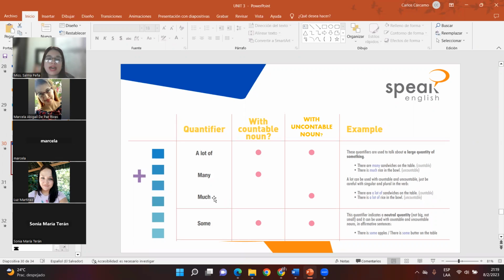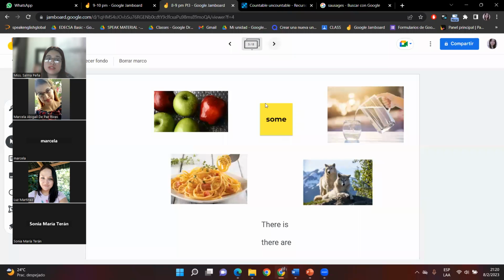And then we have some. The expression some is similar to a lot of. Why is it similar? Because you can use it with both countable and uncountable. In which situations can we use some? When it's not big, but it's not small. It's like a neutral quantity.